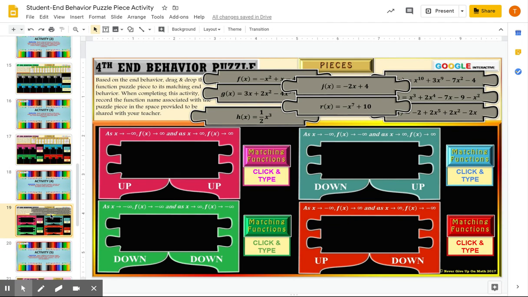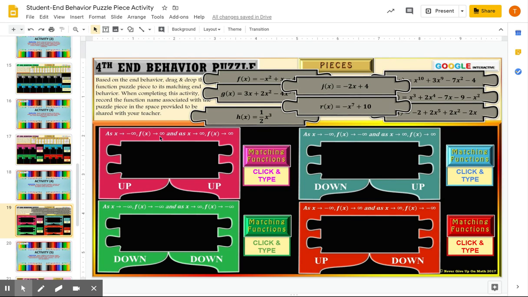This is the first, this is activity 4. This is the first activity where we don't have graphs. What we do have, what we're given, are functions. So this says as x, and then again, this symbol, this arrow means approaches negative infinity. And then this says f of x approaches infinity.